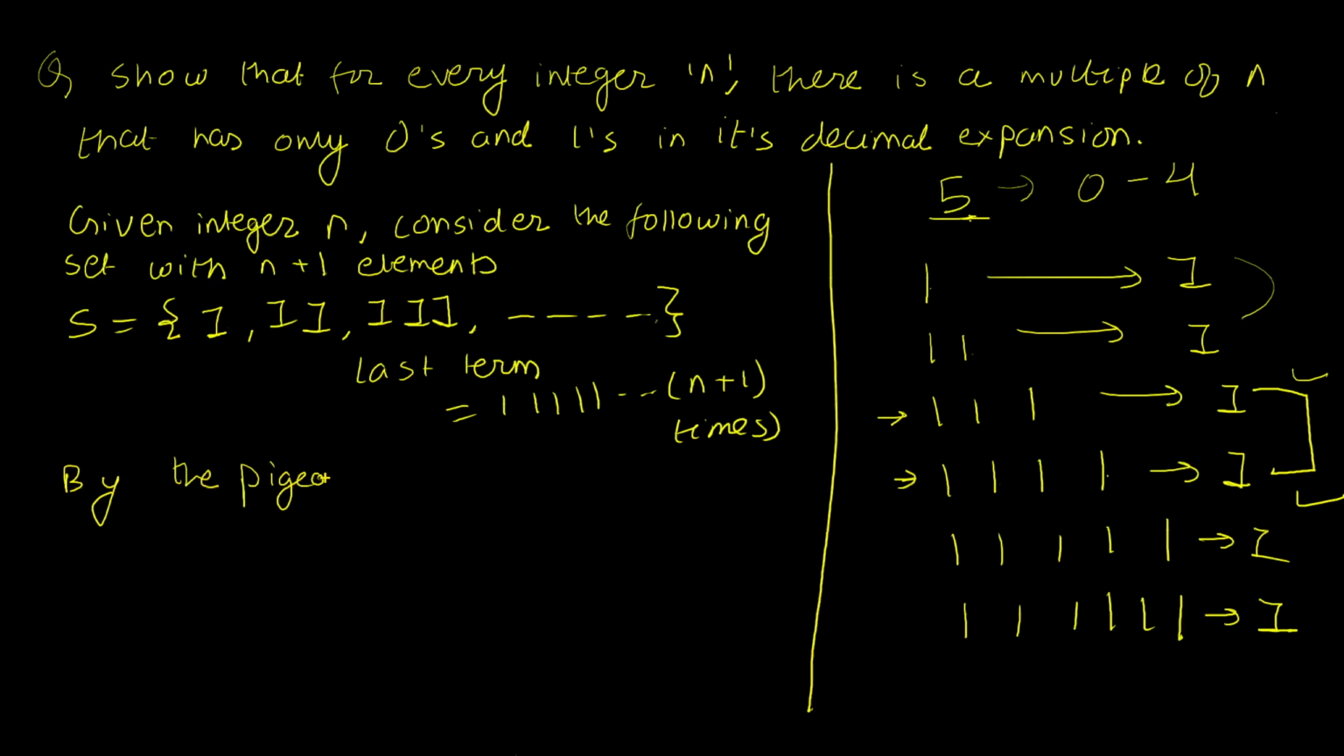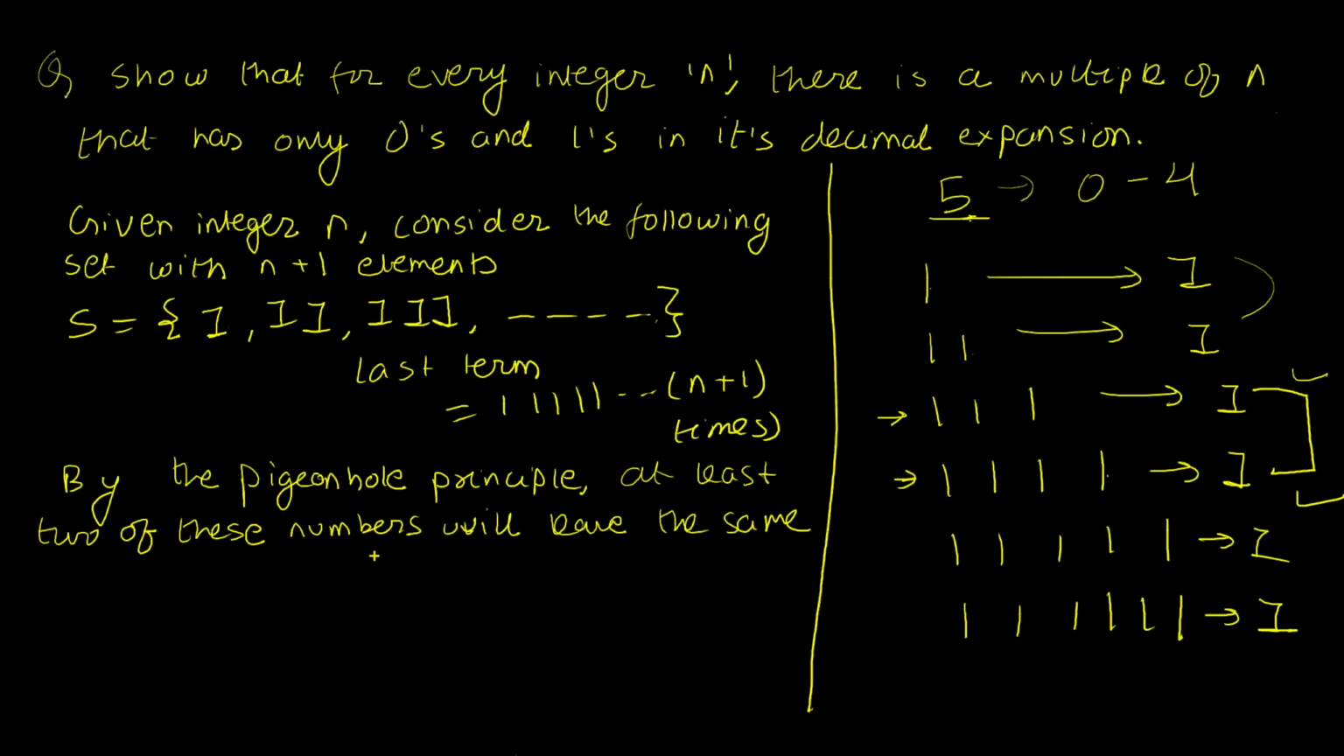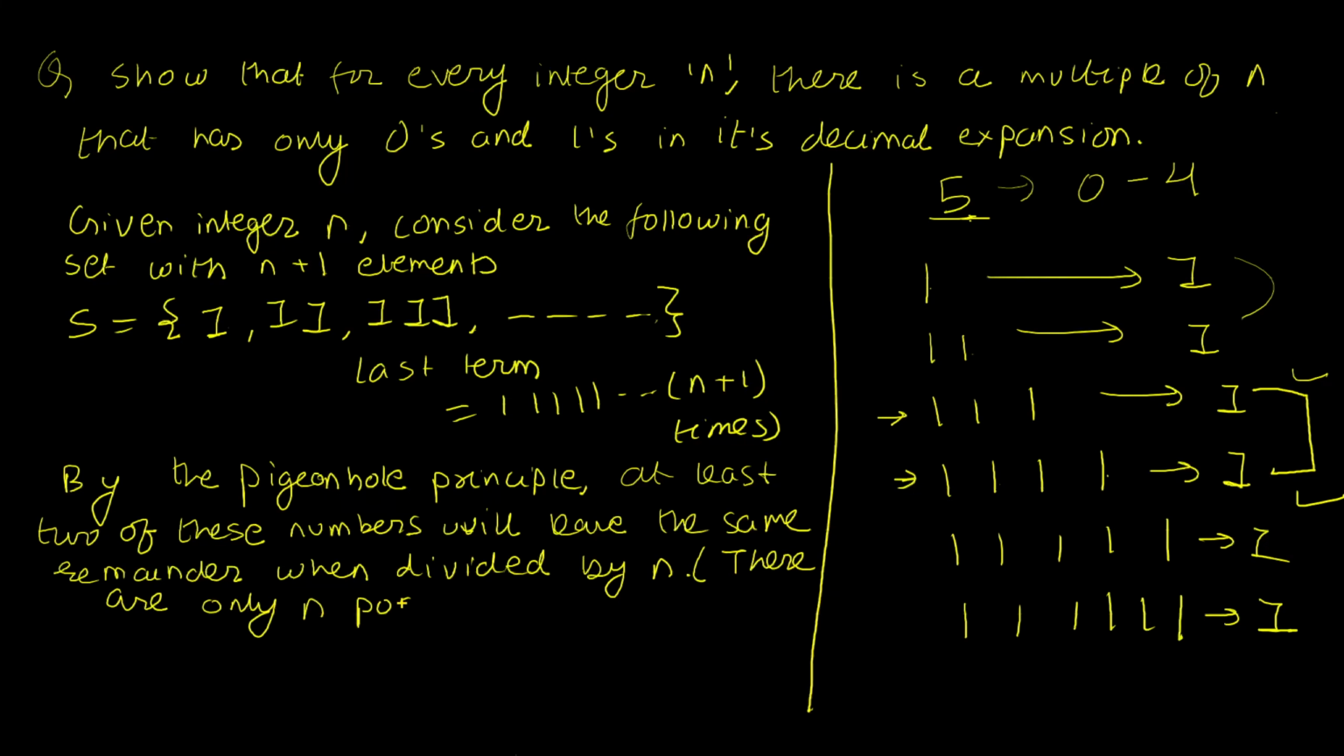Now we can say that by the pigeonhole principle, at least 2 of these numbers will leave the same remainder when divided by n. And why is this? Because there are only n possible remainders, and those remainders are from 0 to n minus 1. So in the case of 5, my remainders are going to be between 0 and 4, so the total number of possible remainders is 5. There are only n possible remainders, but there are n plus 1 numbers that I'm dividing and taking the remainder from. So at least 2 of these will give the same remainder, and that's what we have stated here.